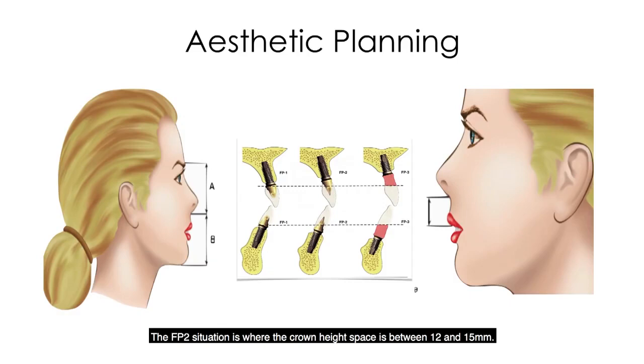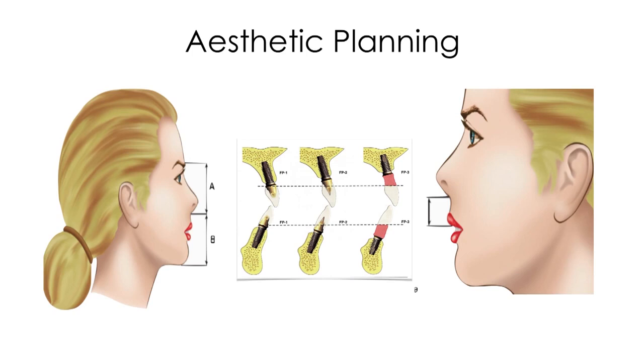The FP2 situation is where the crown height space is between 12 and 15 millimeters. Those are the situations where it's a perio patient, we extract the teeth, and we have a little bone loss in the vertical dimension, and it might be that we need longer teeth, or the teeth will be more inclined, or maybe we have to add a small pink component in order to reestablish the profile of the patient.